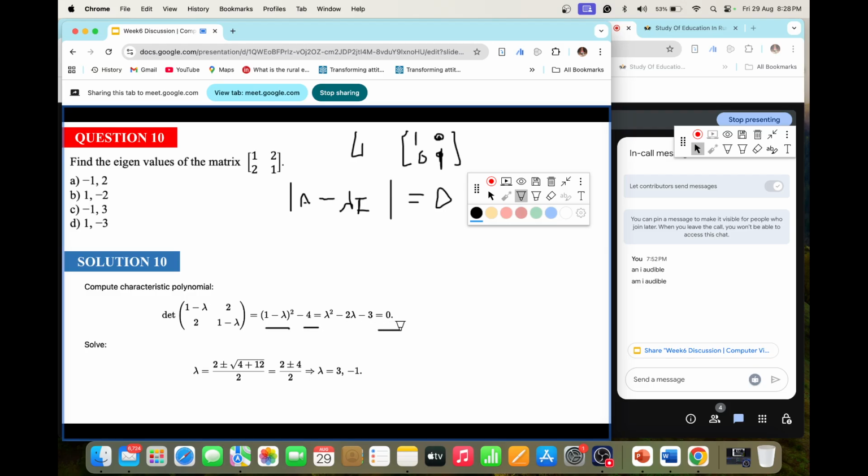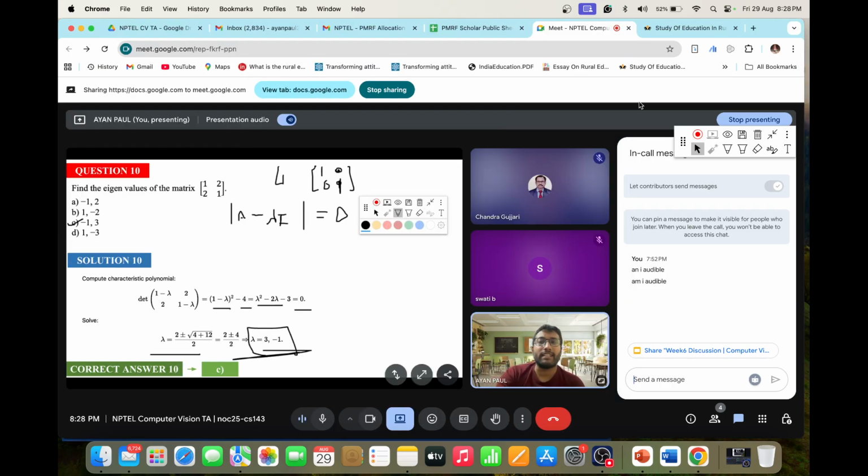Then very simple, you can either factorize it, or you can use minus b plus minus root over b square minus 4ac by 2a, and by that you can get the two values, lambda 1 as well as lambda 2. It is coming 3 comma minus 1, so option C is right. I hope it is clear how to get the eigenvalues. Clear, right?